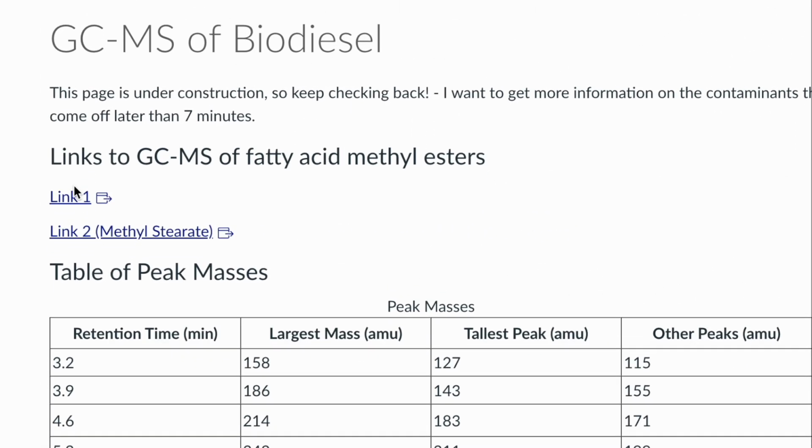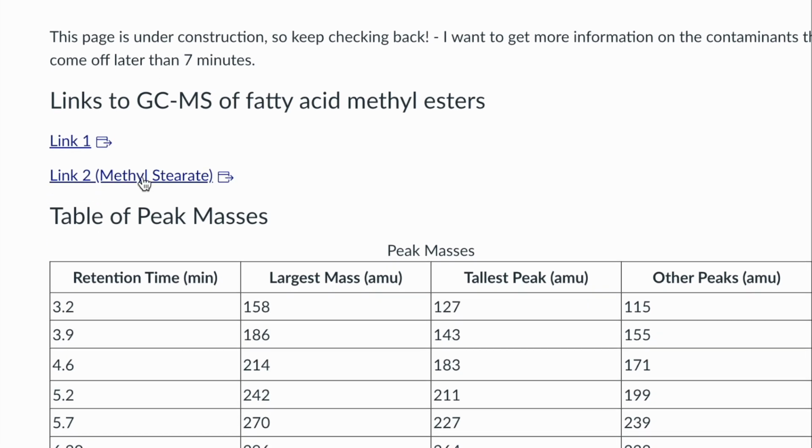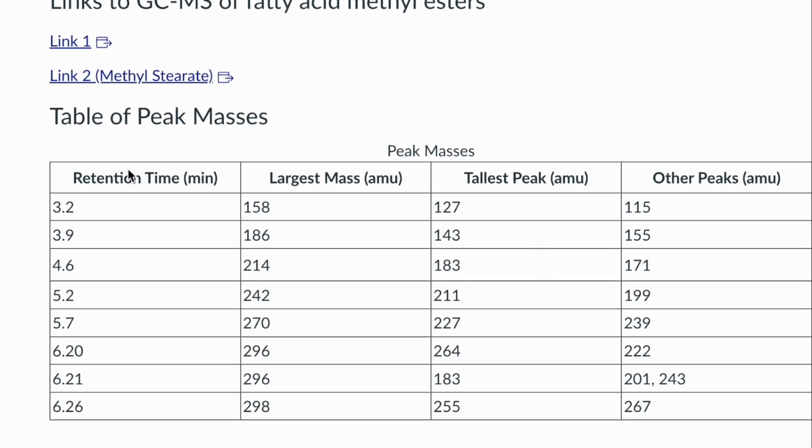So there is a Canvas page called GCMS of biodiesel, and I have a table with the different peaks that are coming out, these different retention times. We were just looking at the 5.7 minute peak, noticing that the largest mass was 270, and we were looking for a peak at 239, and that is present. This is just some lists that I made in a previous year, so the label came out better on that one. So 239 is 270 minus 31, and that is something that you see. A lot of these peaks are the large mass with a loss of 31.